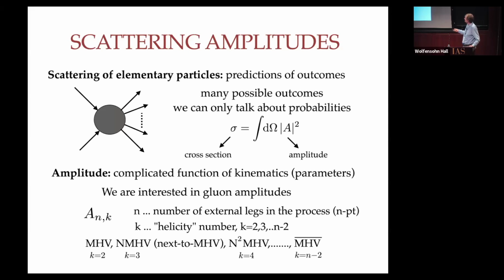And the amplitude carries two labels, n and k. The first denotes the number of external legs in the amplitude, the number of particles in the scattering, and the label k is the so-called helicity number, which runs from 2 to n-2, and it's related to the helicities of these gluon particles. And in physics, we also use the notation MHV. This is for k equals 2. This is a shortcut for maximal helicity violating, NMHV, k equals 3, next to, and then so on. And then on the other side of this spectrum, when k is n-2, we call it MHV bar.